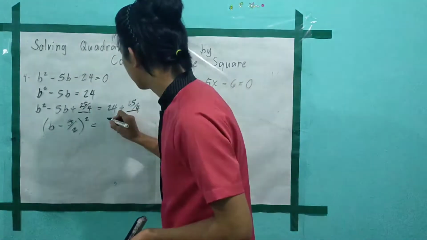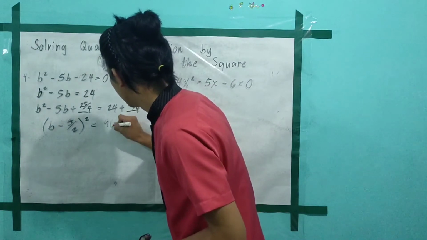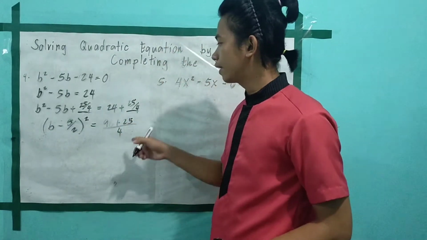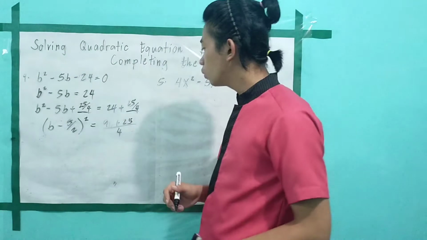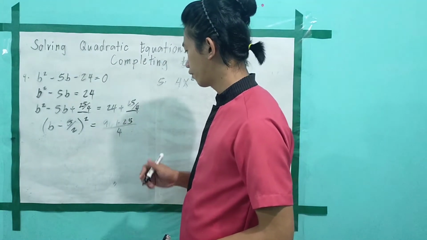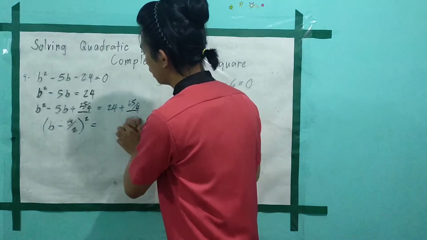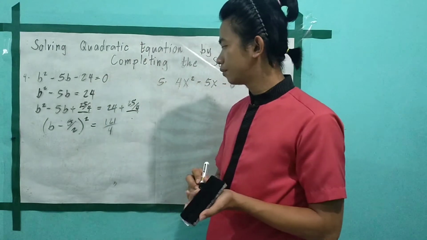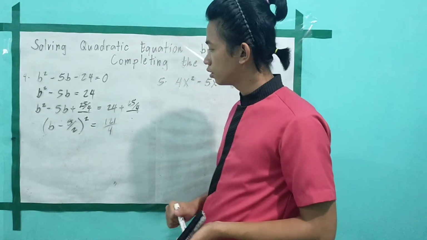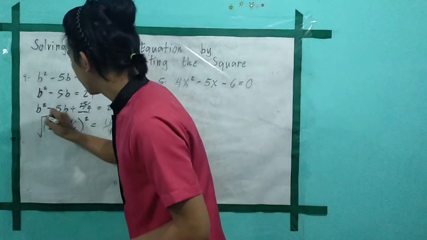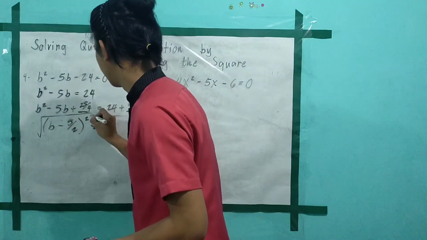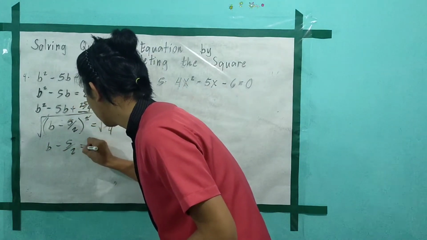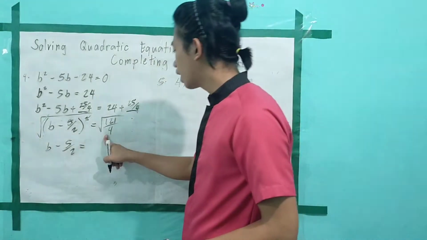Magkakaroon tayo ng 96 plus 25 over 4. Or simplify natin, magiging 121 over 4. Tama? Okay, so gawin lang natin. Magiging 121 over 4. That's it. Okay, applying square root property. Cancel. Titira is b less 5 over 2 is equal to square root of 121 over 4.